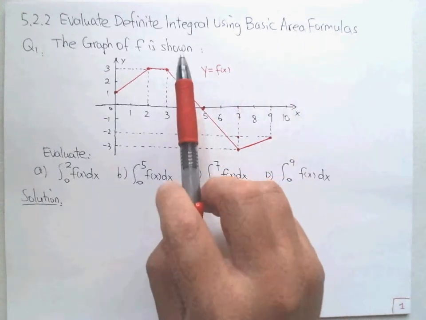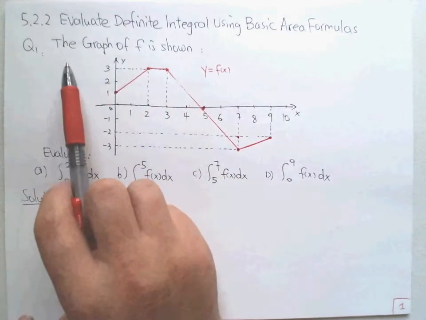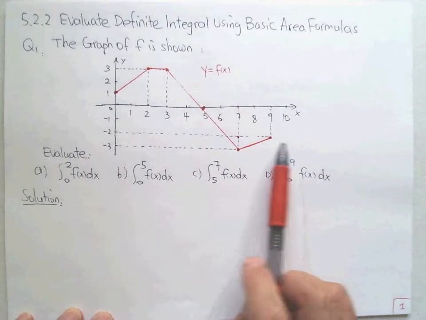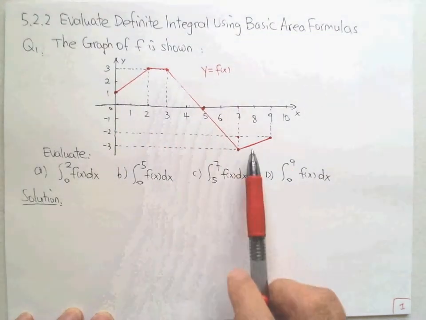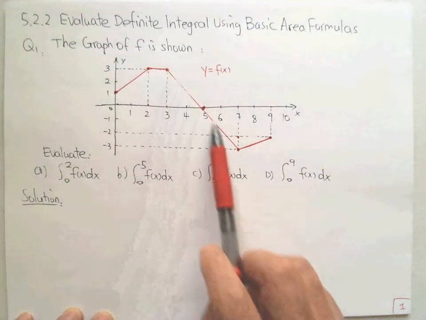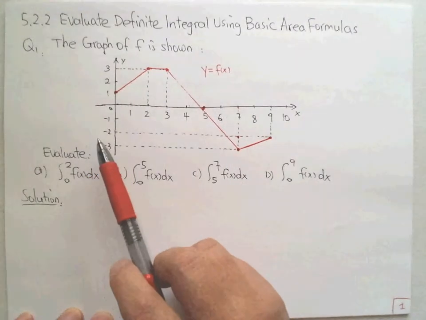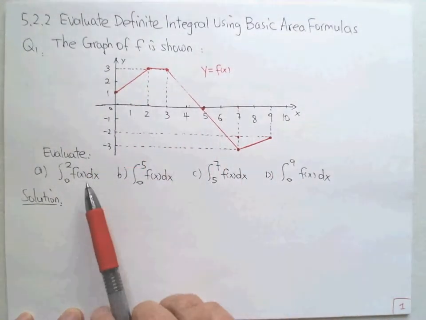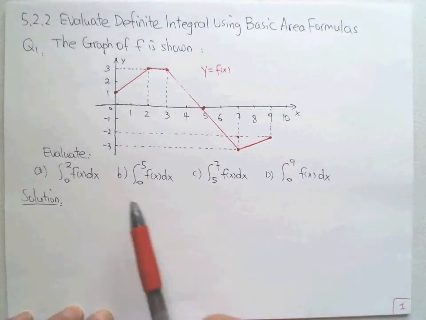In the first example, we know the graph. This is a piecewise function, right? Each piece is a linear function: 1, 2, 3, 4 pieces. Under the curve we have areas, and we're going to evaluate parts A, B, C, and D one by one. So we look at the first.